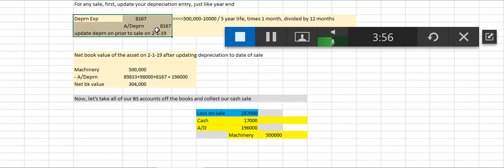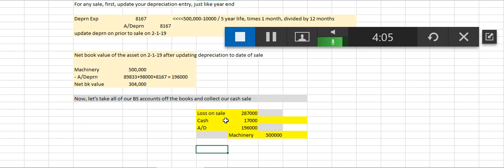Notice here that you're slowly adding credits to accumulated depreciation. This is where you take it off. And then the difference is still loss on sale. Notice the loss on sale changed a little bit. That's because accumulated depreciation here was different. Just wanted to post this real quick.